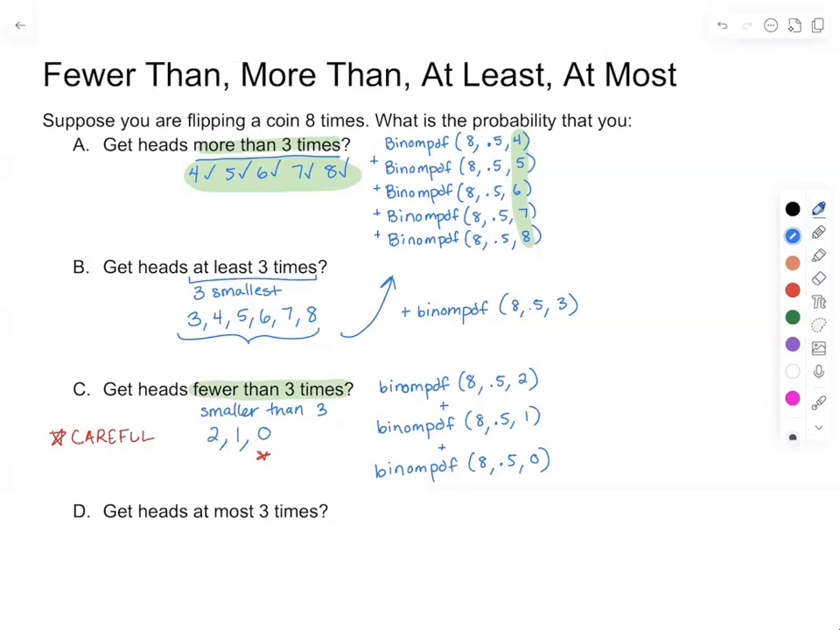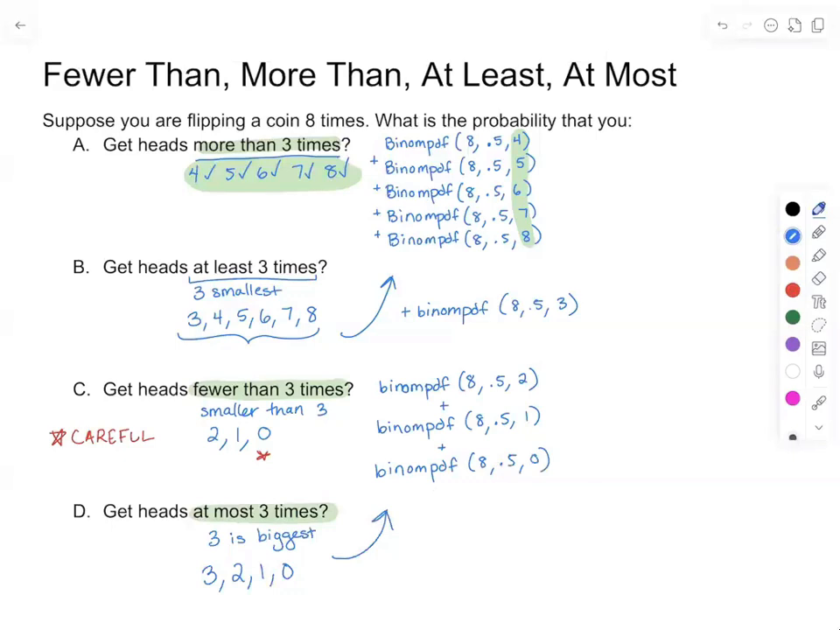Last one here is at most 3. So this language, at most 3 times, tells me that 3 is the biggest number I'm seeing. So that would be just like this last one, except we're also going to include 3. So it's 3 or 2 or 1 or 0. So we would do the same thing.